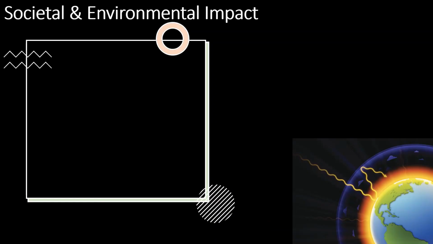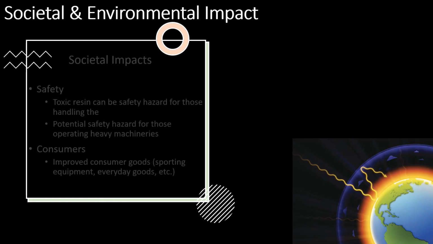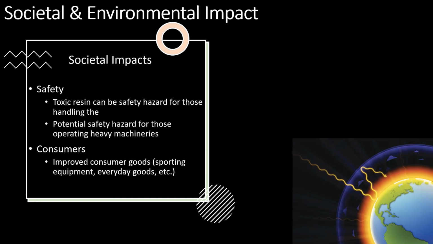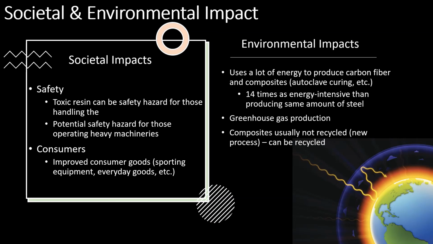So here are just some societal and environmental impacts. Societal impacts involve safety, particularly in dealing with toxic resin and the heavy machinery associated with the composites manufacturing process. Environmental impacts include high energy usage, greenhouse gas production, and the fact that composites are not commonly recycled. As more industries continue to adopt these new materials and alleviate these impacts and concerns, the composites market prospects look optimistic.